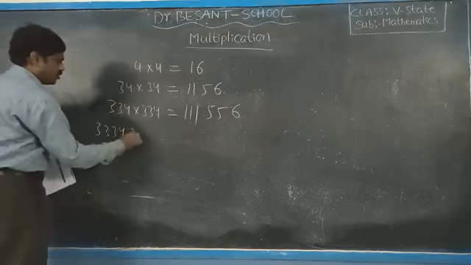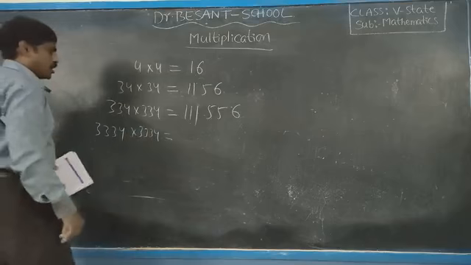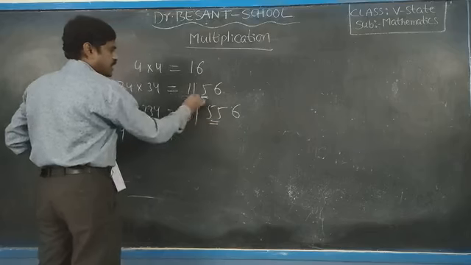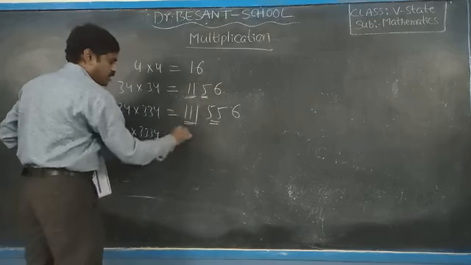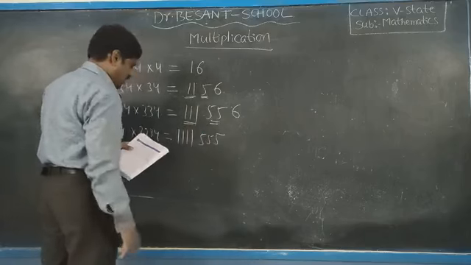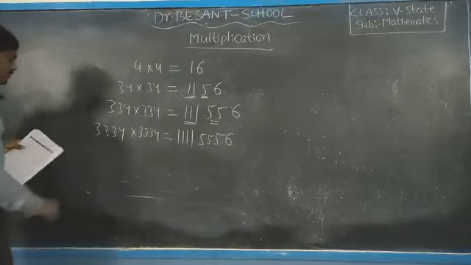3334 into 3334 is equal to, this time here 1 5, here 2 5, here 2 1s, here 3 1s, 1 2 3 4 5 5 5 and the last 6.